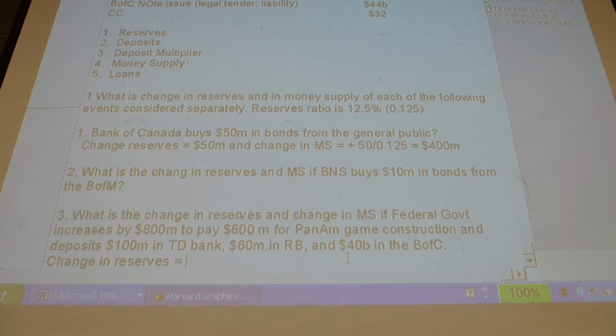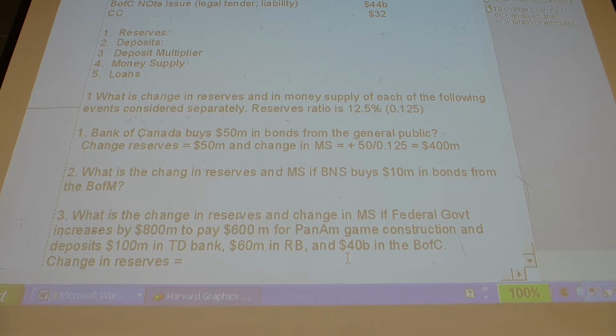Okay, what's the change in reserves? What do you say, Kyle? Is that a trick question? It's not a trick question. It's flat out, follow the money. What is the change in reserves? Don't you do the multiplier? We've got our reserve ratio, which is 12.5%. No, we don't have to worry about that right now.